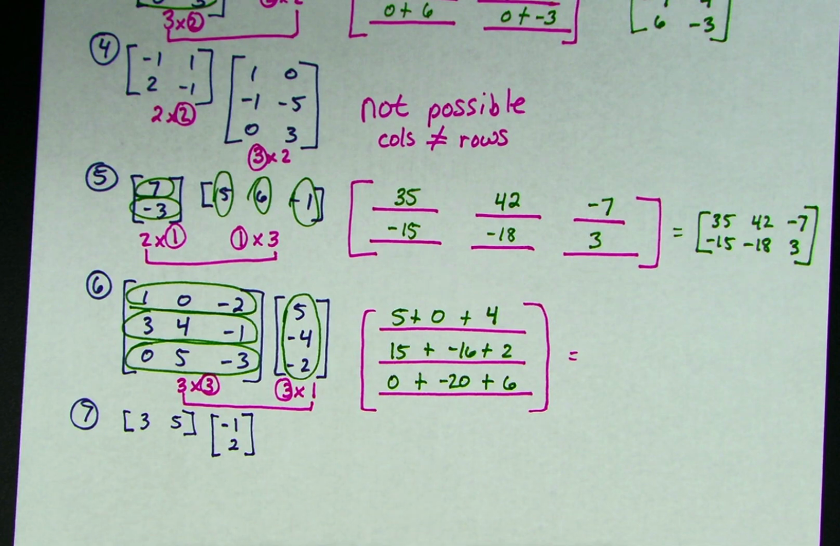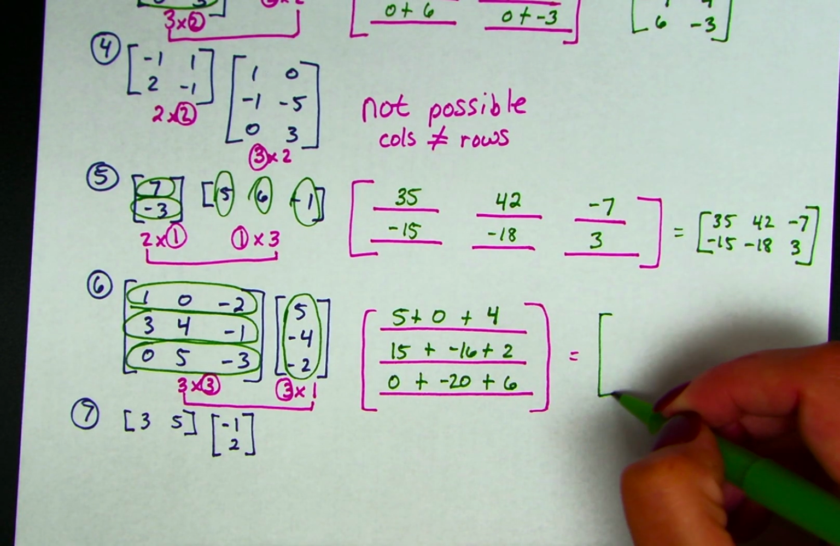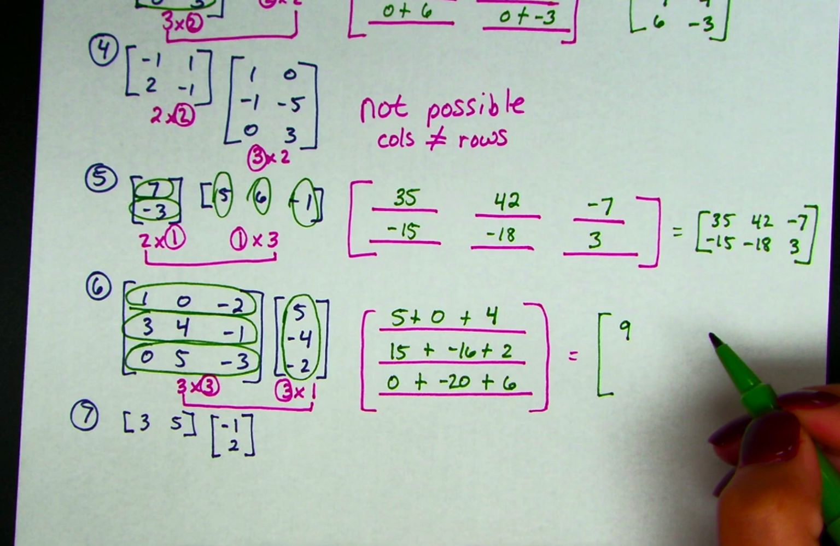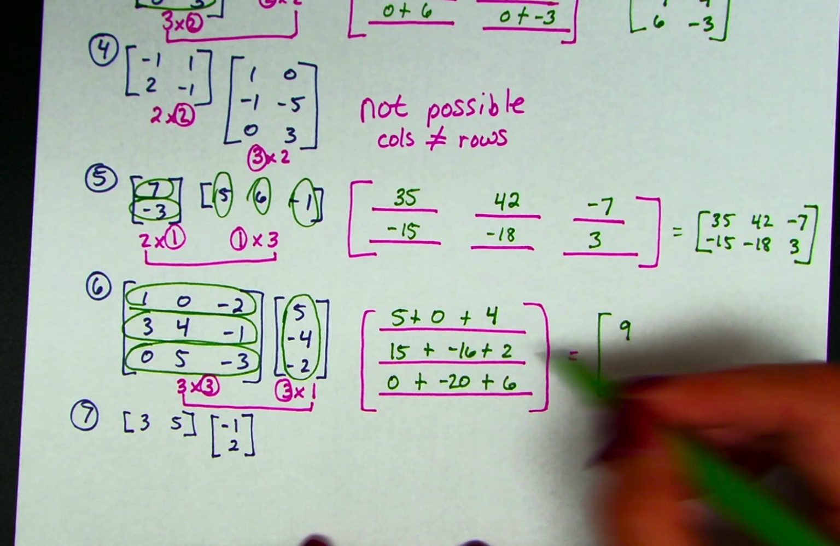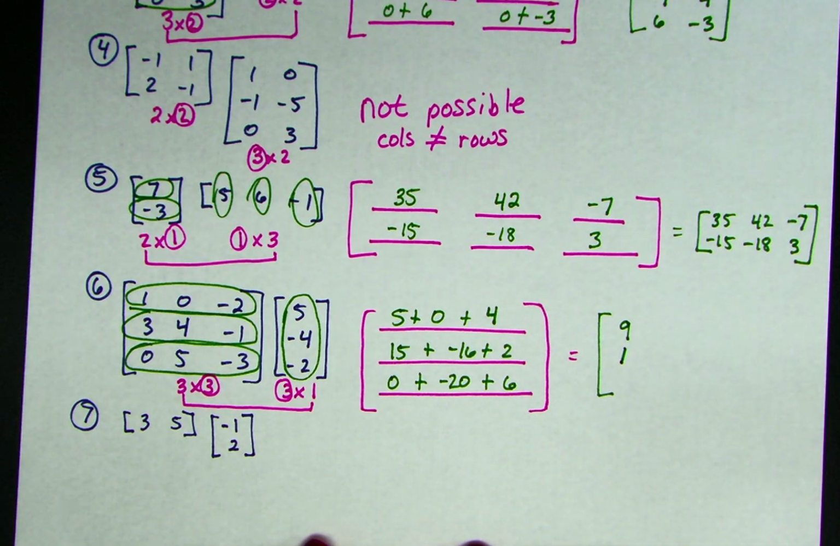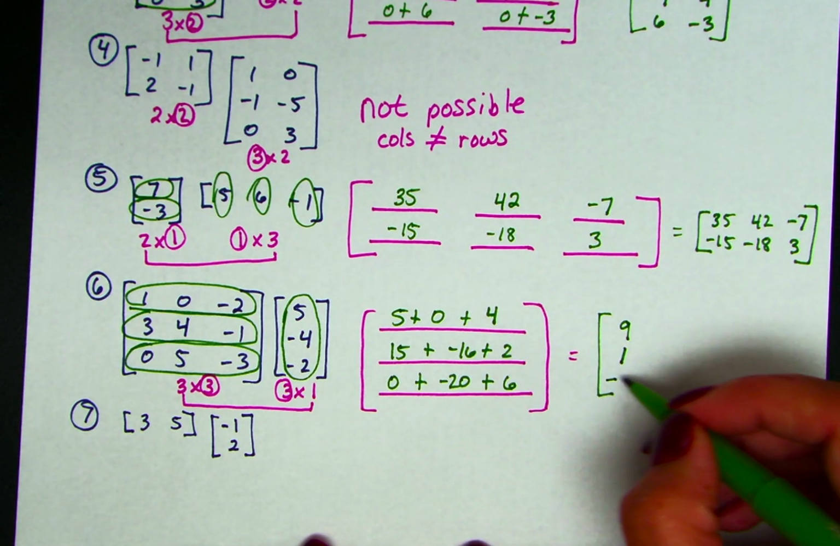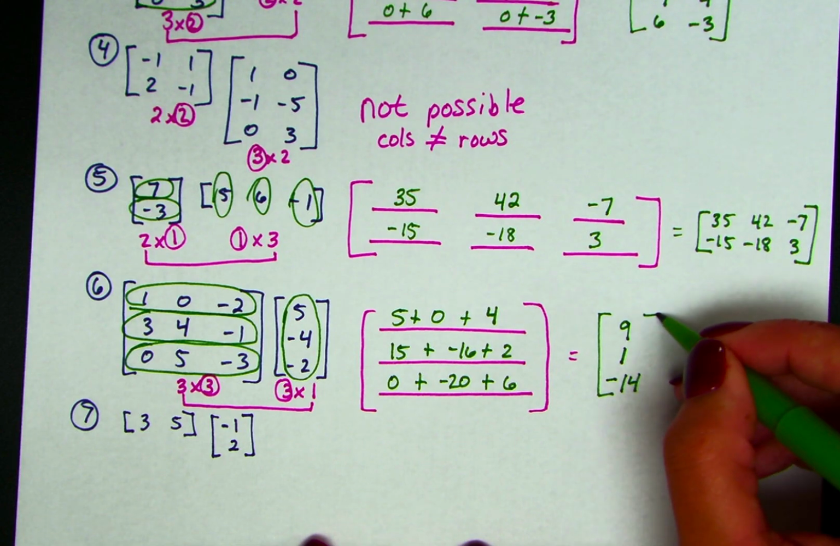Okay. And then now we're just simplifying that. So that will add up to be 9. So 15 and negative 16 is negative 1. Negative 1 plus 2 is 1. And then that will combine to be a negative 14 for my answer matrix.